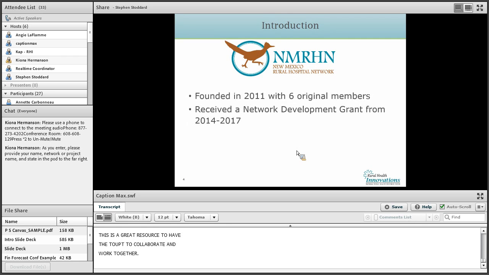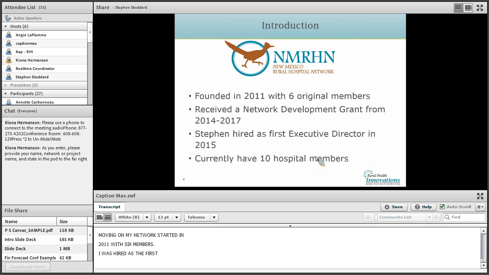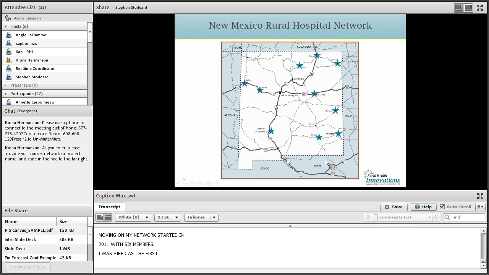The other thing is, keep in mind, as network directors, it's helpful for you and I to network and to collaborate as well. And so that's why having grantee groups like this or NCHN as well are great resources, because you have that opportunity to collaborate and work together.